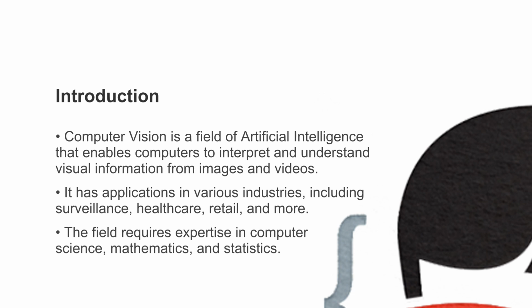The applications of computer vision are vast and growing rapidly. For instance, in surveillance systems, we can detect anomalies and track objects using video analysis techniques. In healthcare, it's used for medical image analysis, like identifying tumors or recognizing patient conditions from images. Retailers use computer vision for inventory management and customer behavior tracking.